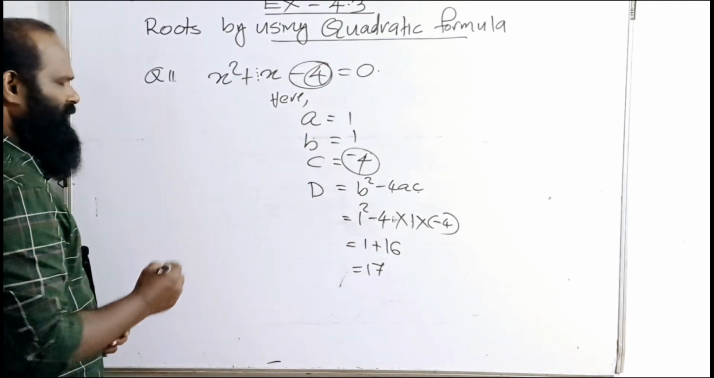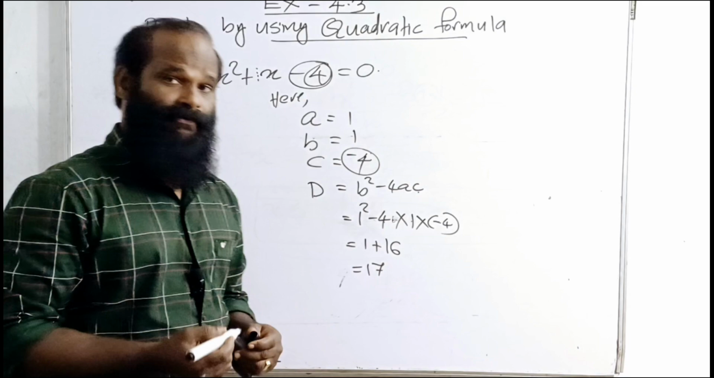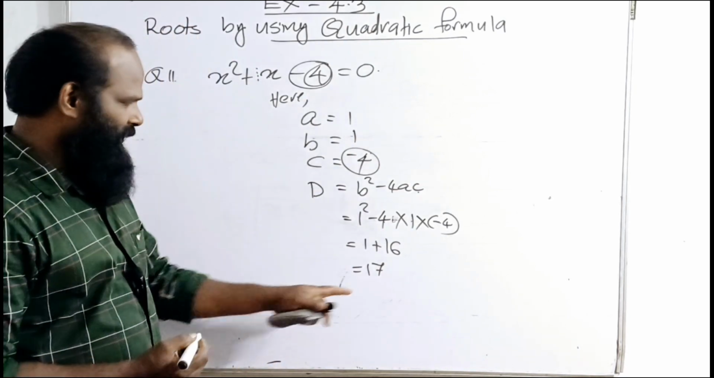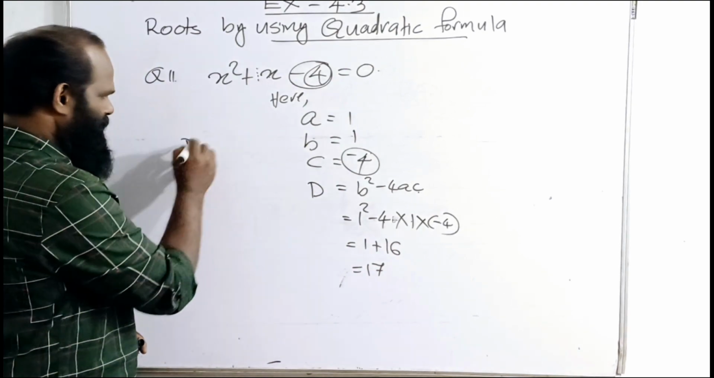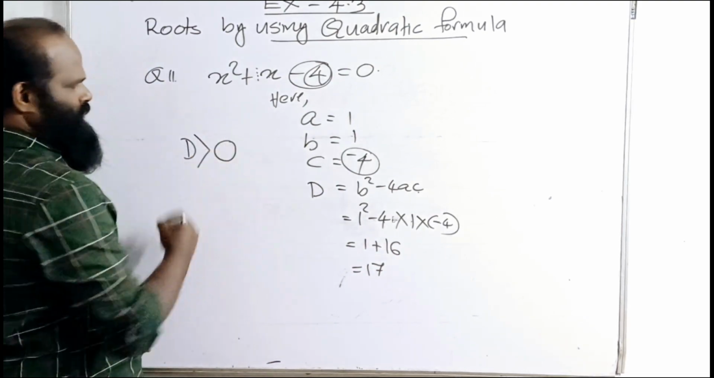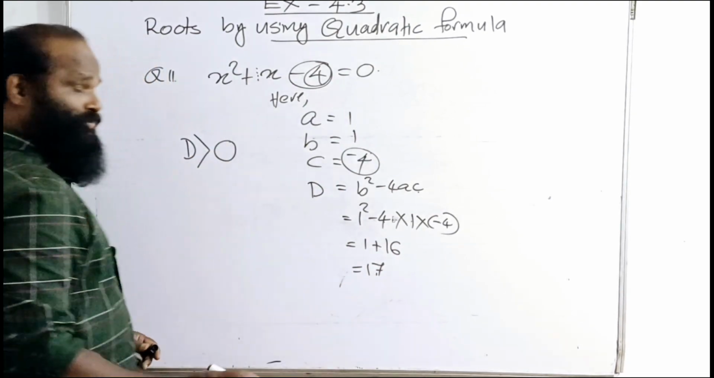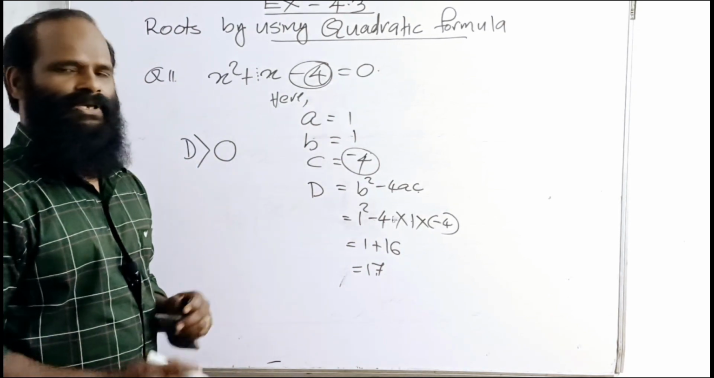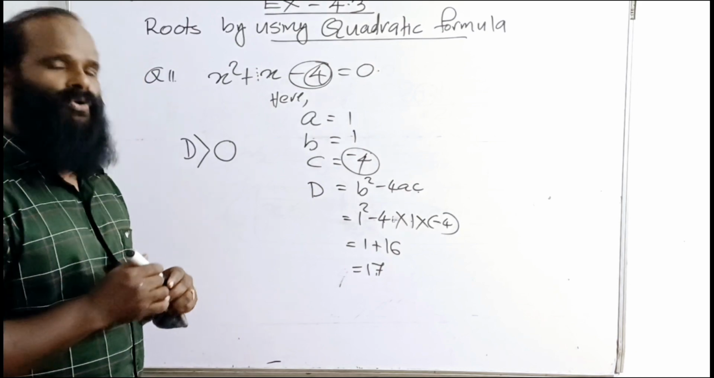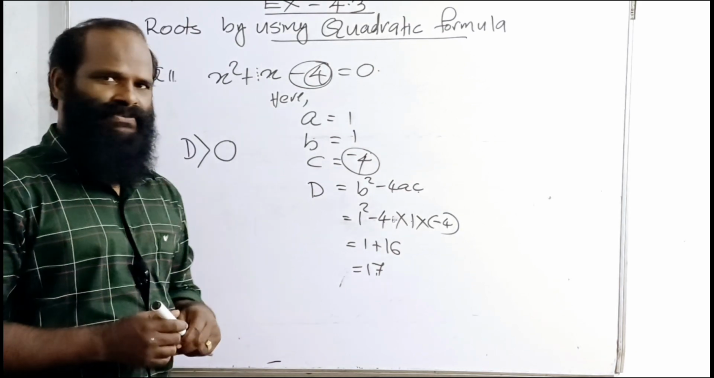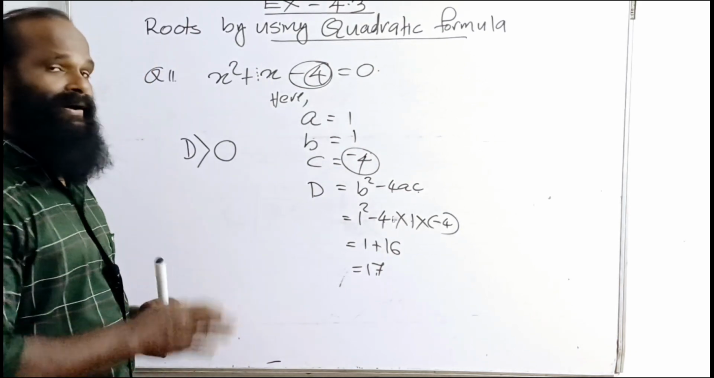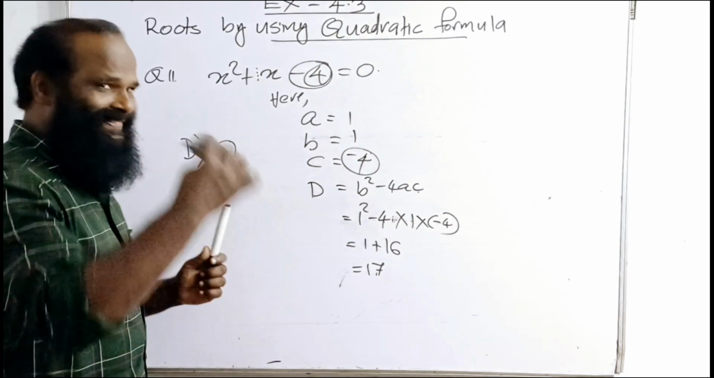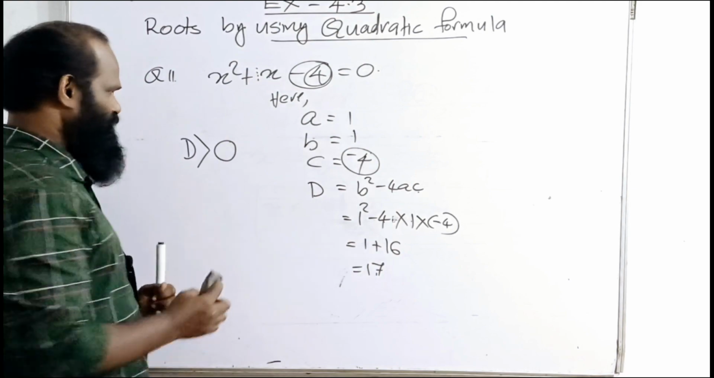What do you think about the values of x? Yes, definitely they are real because D is a positive value that is greater than 0. It's a positive number, all the positive numbers are greater than 0. So the condition is D is greater than 0. If D is greater than 0, we will have two real numbers as the value of x, and they are two distinct numbers, two different numbers. Keeping that in mind, let us move on.